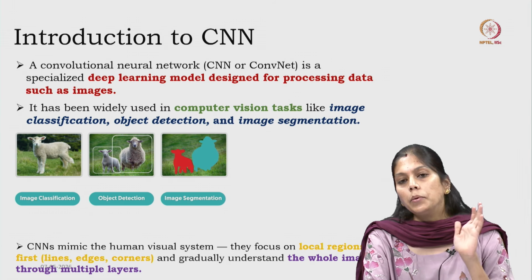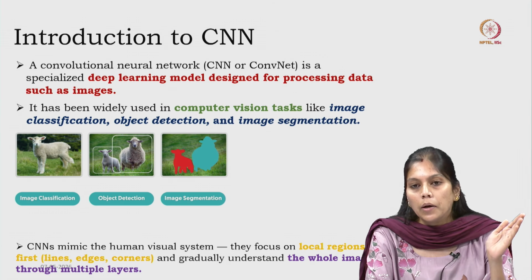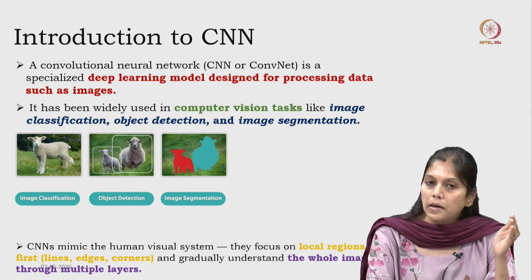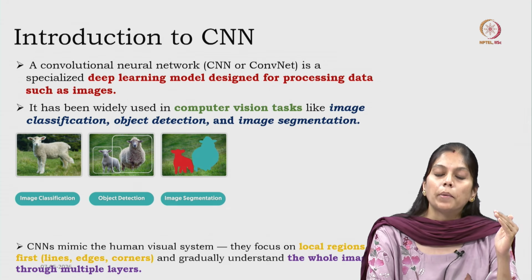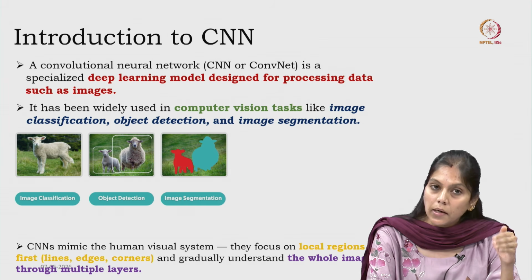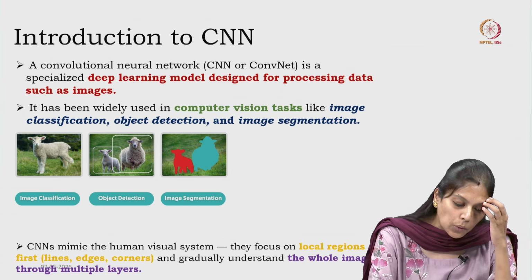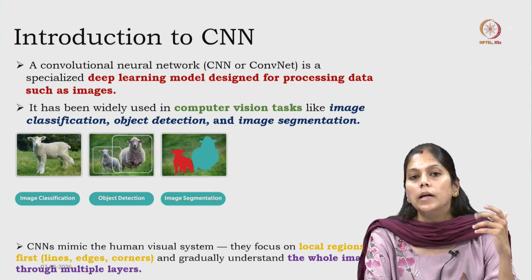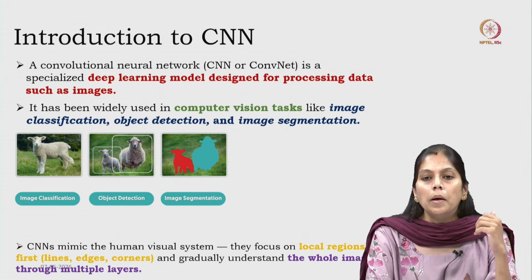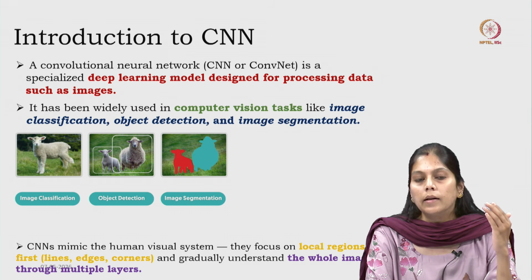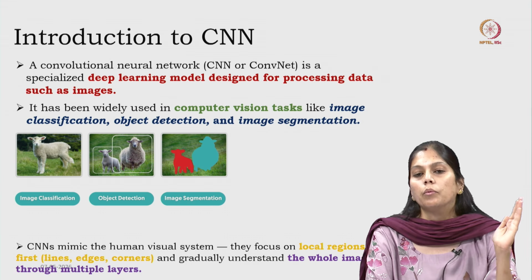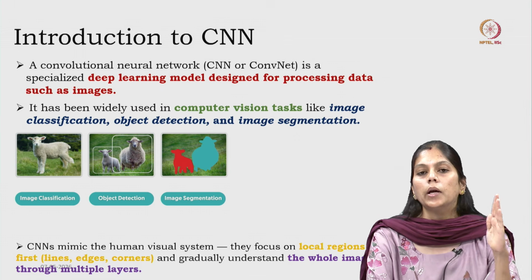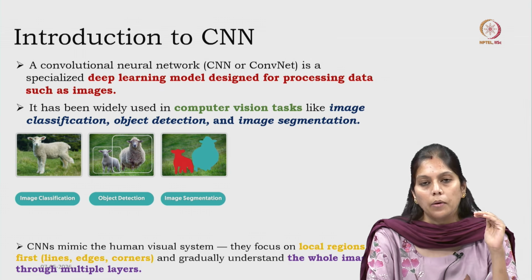CNN is mainly used whenever we are dealing with images. When the data is an image, then the most appropriate architecture that we will be using is CNN. So, what exactly is a CNN here? CNN is a specialized deep neural network mainly used for processing data, especially when we are working with images. If this is the case, we understood that for images we require a CNN model.